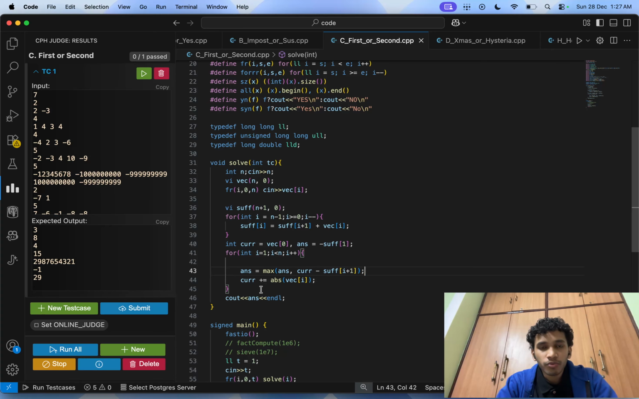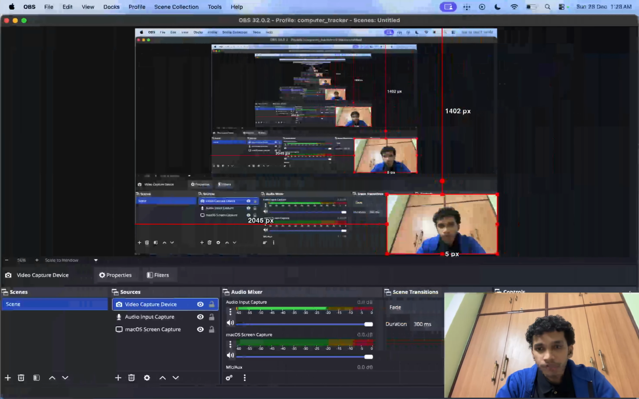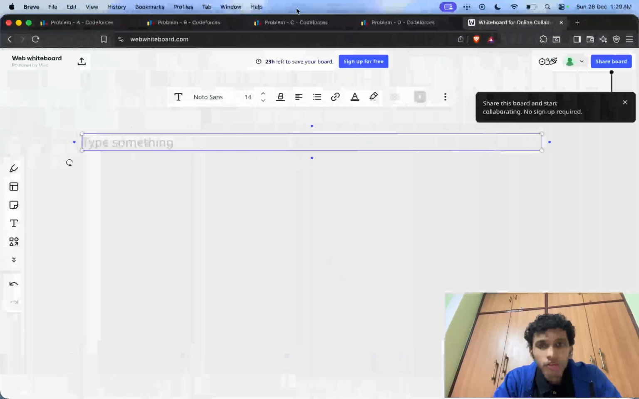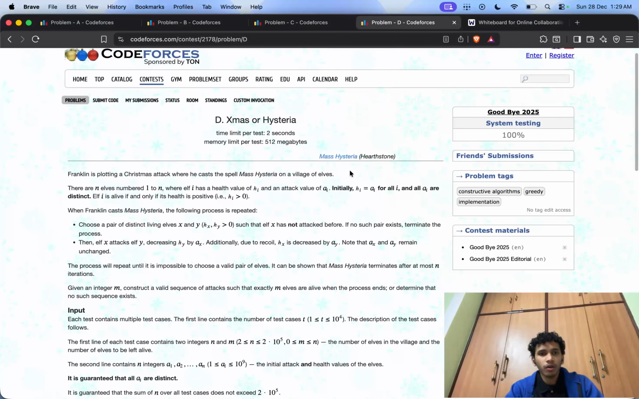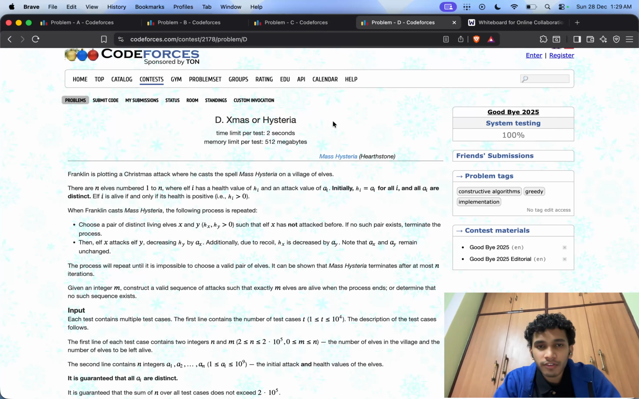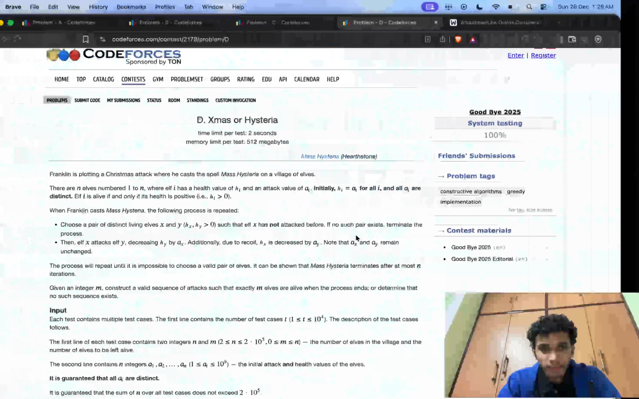Alright. Let's move to the fourth problem for now. It is Xmas or hysteria. Franklin is plotting a Christmas attack where he cast a spell mass hysteria on village of eels. There are n eels numbered from 1 to n, where ith eel has health value hi and attack value ai.